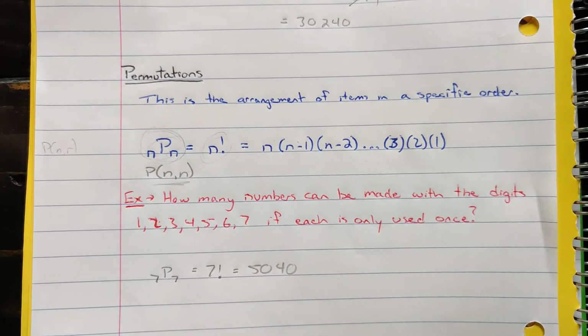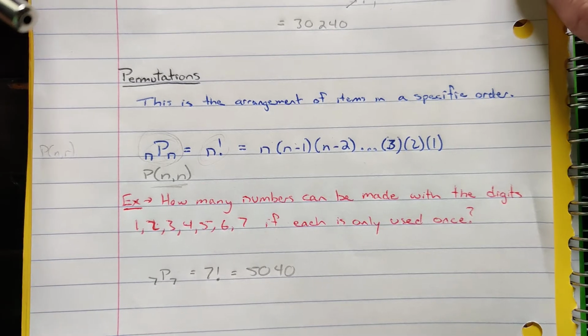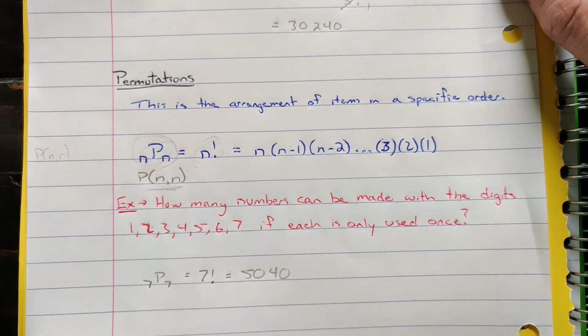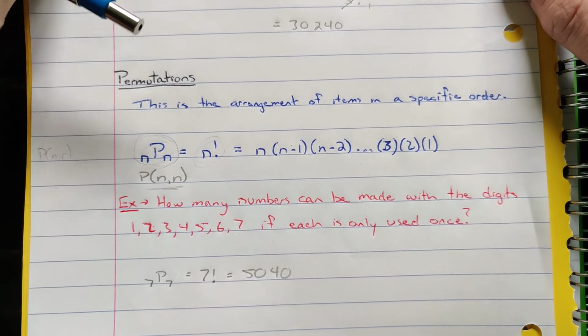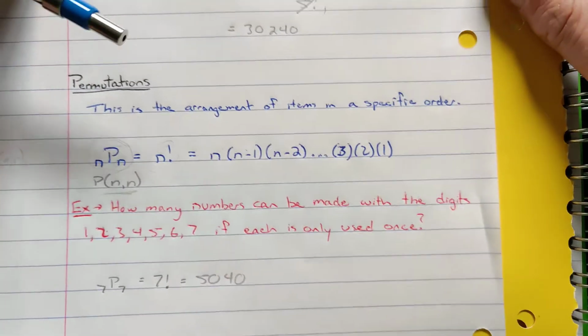Each digit is only used once. So how many ways are we arranging those, using each digit once? That was important in this case, that we use the factorial notation.